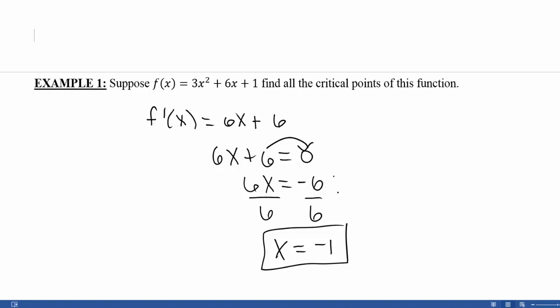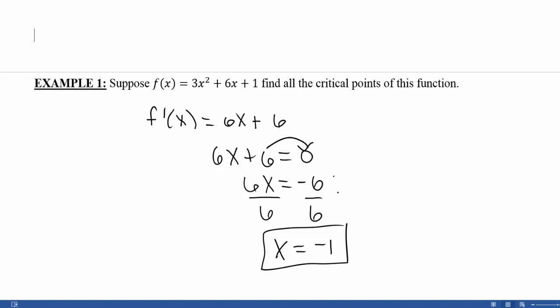So the function 3x squared plus 6x plus 1 has one critical point, and it happens at x equals -1. Now, if you know anything about x squared, if you can envision what x squared looks like, then you have a pretty good sense that it would have one critical point, because x squared has a U shape, and so here we're expecting one horizontal tangent line.